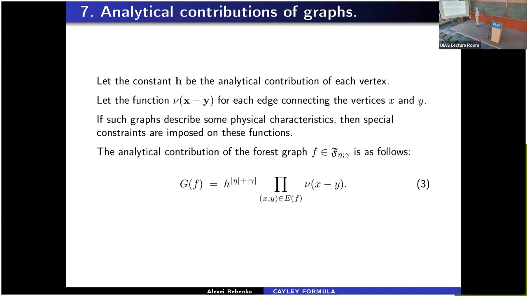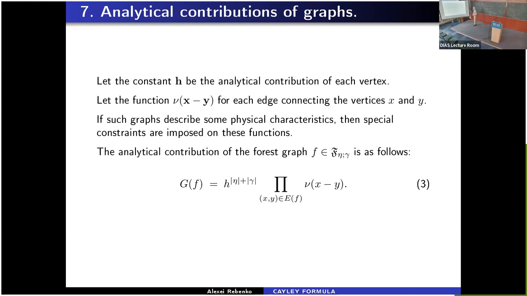To prove our formula, we introduce the analytic contribution of weights of graph F. For any vertex, the weight is some constant, and for the lines or edges, the analytic contribution is some function which depends on the distances between these vertices. Of course, when we have applications of this theory in physics, we should have some constraints and assumptions on the behavior of this function.